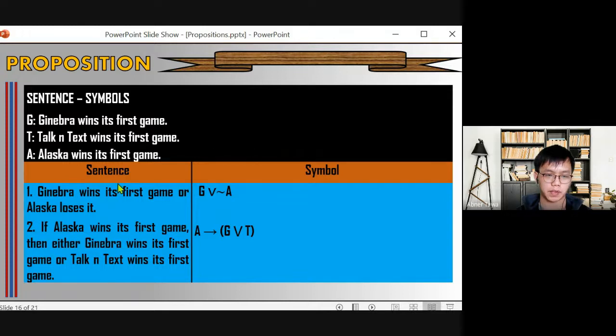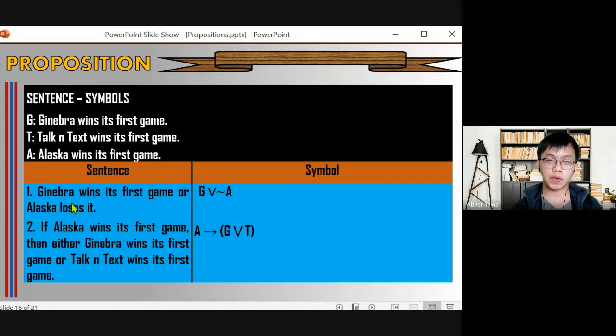Okay, let's have here examples from a sentence to a symbol. A proposition that is in sentence form, and then what will be its symbol form. So we're going to learn here how we're going to write a sentence form of a proposition and then to its symbol form. So we have here the following given propositions. Ginebra wins its first game, that is G, and then T, that is Talk and Text, wins its first game, and then capital letter A is Alaska wins its first game.